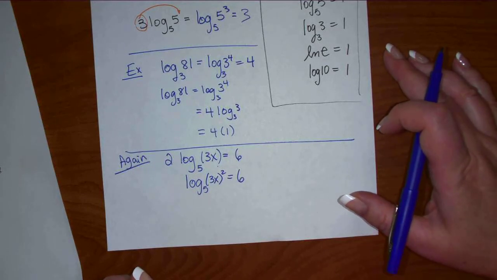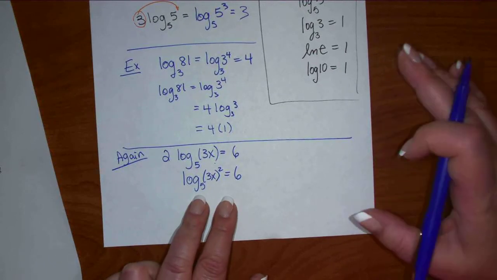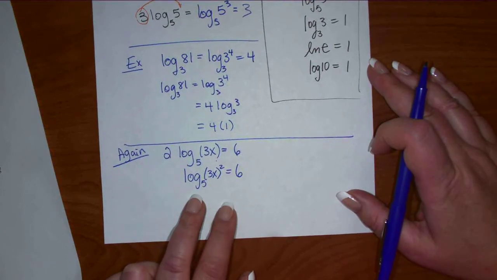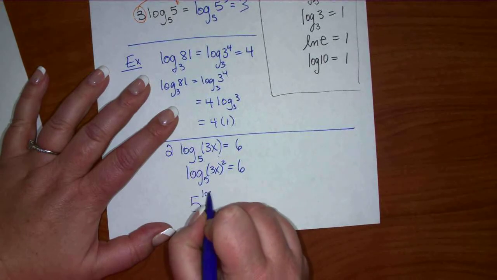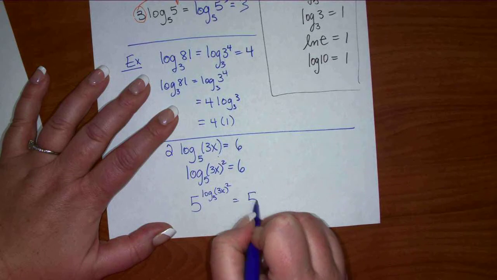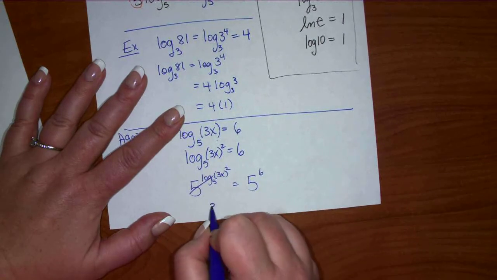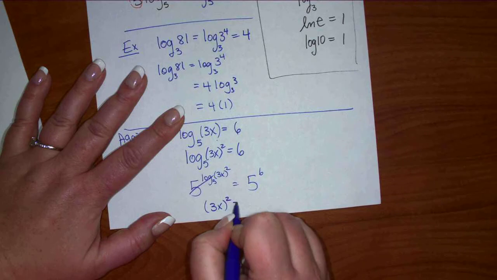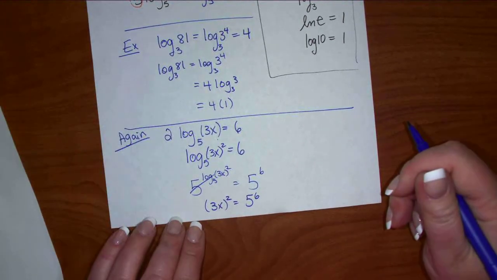Now what do you do? So there's a log, it's isolated, there's nothing in front of it, so we put a 5 on both sides. Raise that up as a power. So this cancels, we get 3x squared equals 5 to the 6th. Much bigger than the last time.